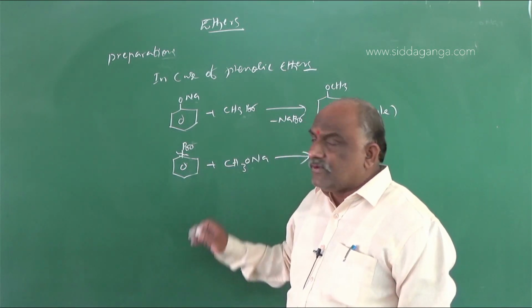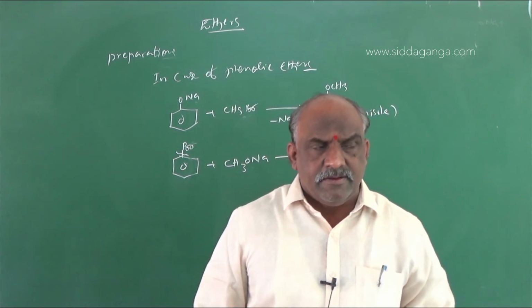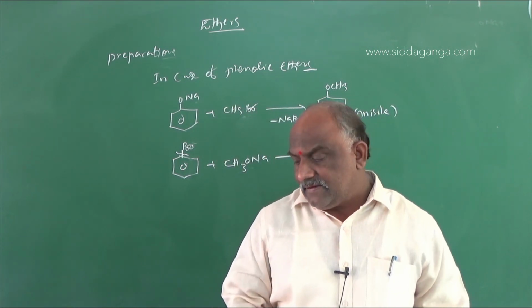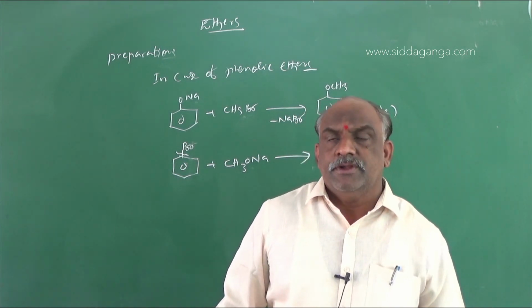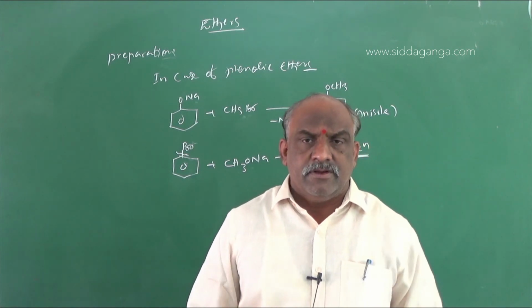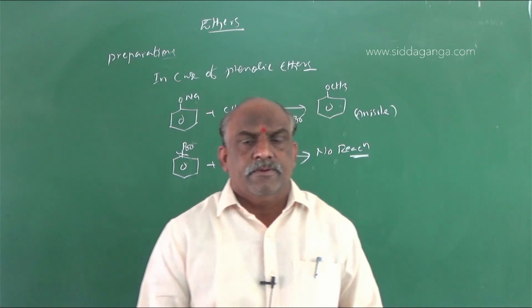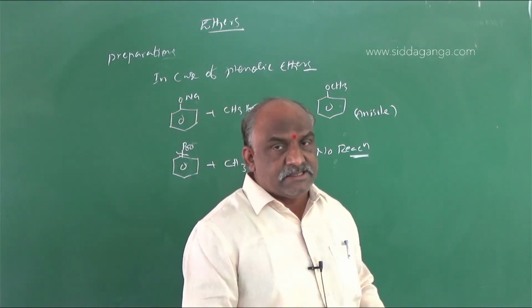So this is about phenolic ethers. For normal alcohols, that is general alkyl ethers, we should go with a simple alkyl halide, and the sodium alkoxide is bulky. If the alkyl halide is bulky, then elimination is followed instead of SN2. This is about Williamson's synthesis.